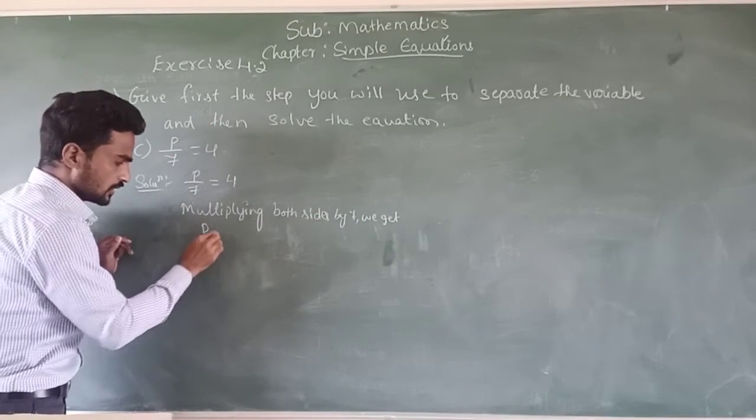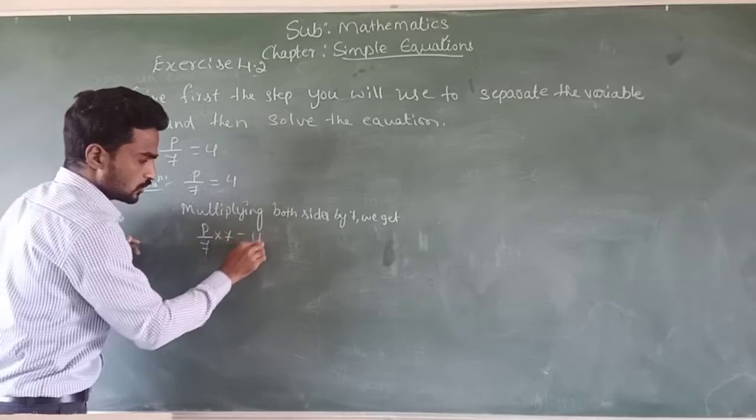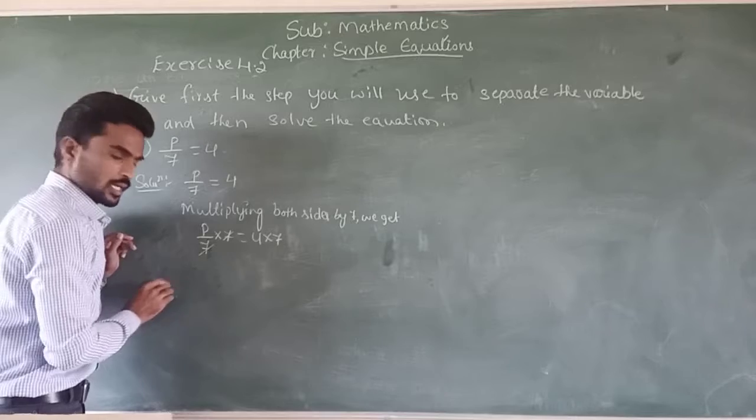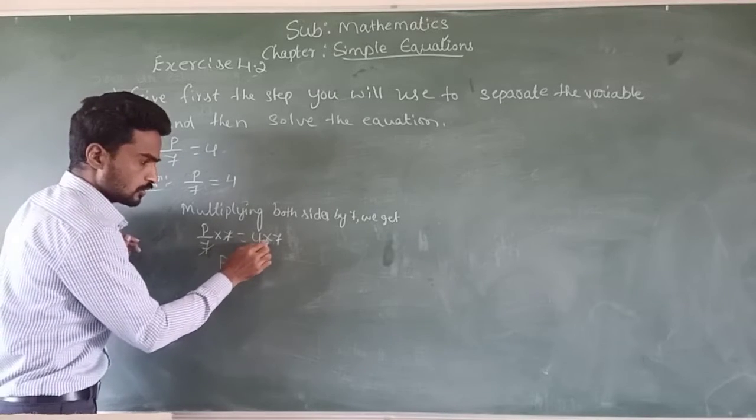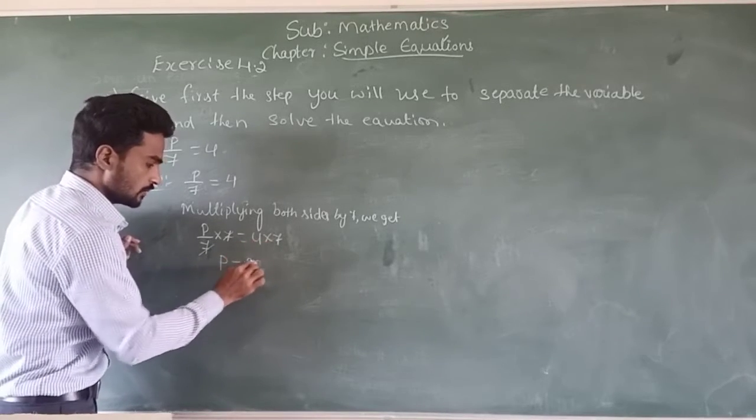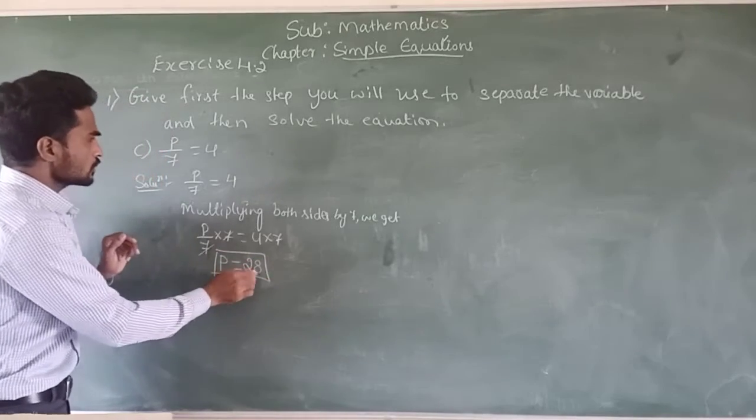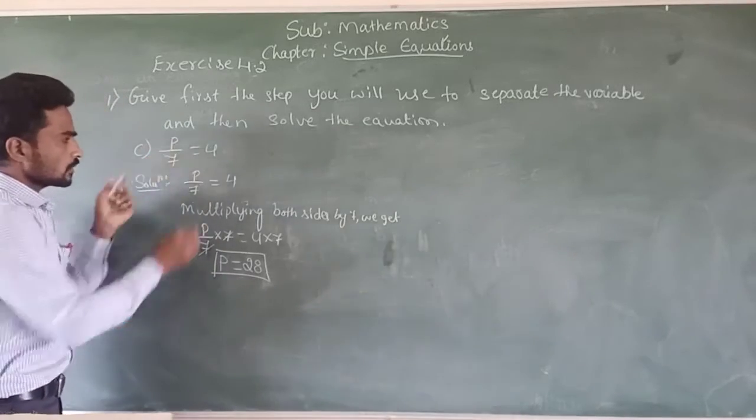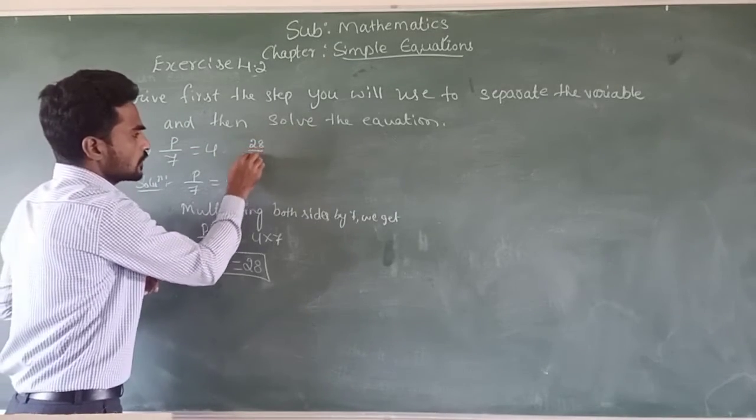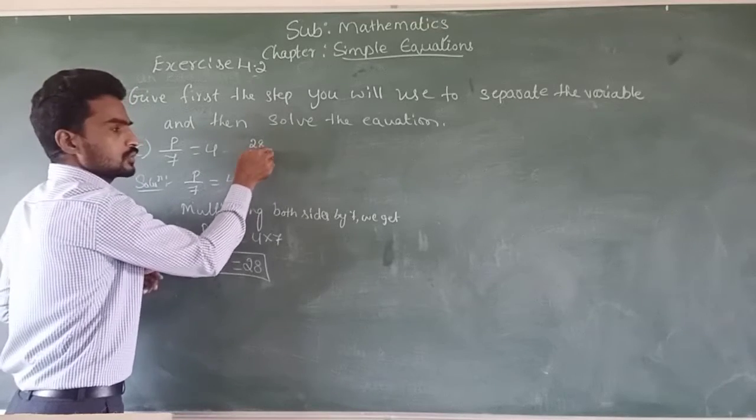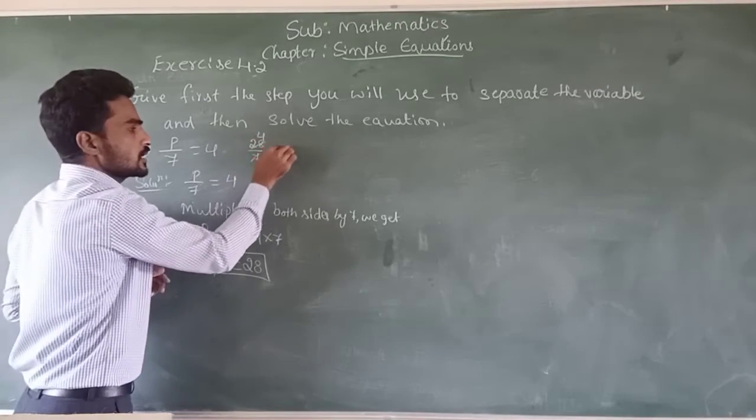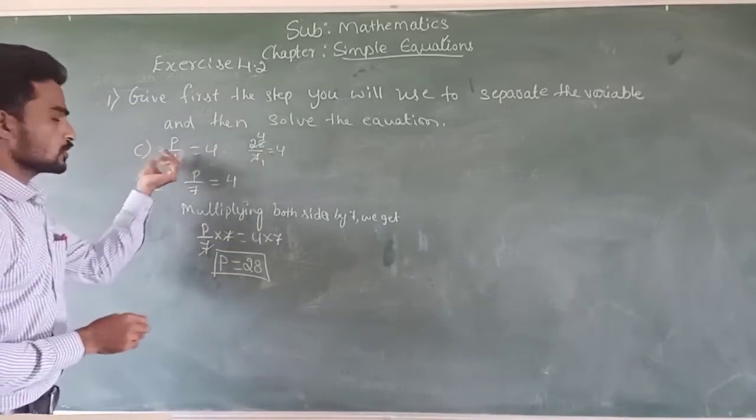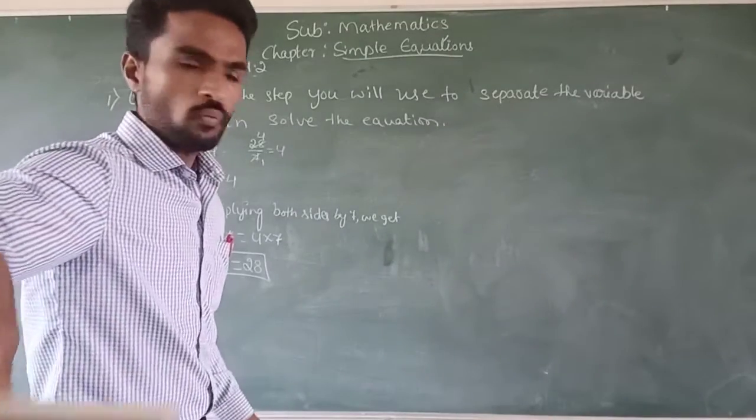p by 7 into 7 that is equal to 4 into 7. Then these 7 will be cancelled out. Remaining is p is equal to 4 7s are 28. This is the solution of the given equation. If you put p is equal to 28 divided by 7, that is equal to 7 4s are 28, that is equal to 4, that is equal to RHS. Therefore p is equal to 28 is the solution of the p by 7 is equal to 4.